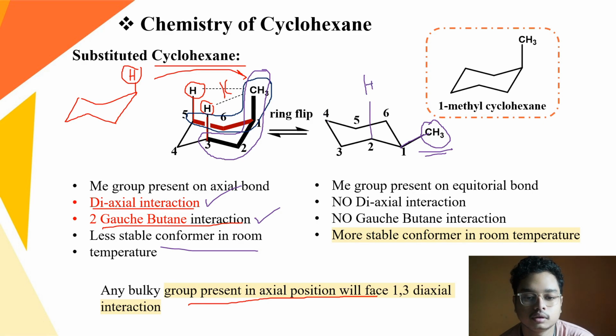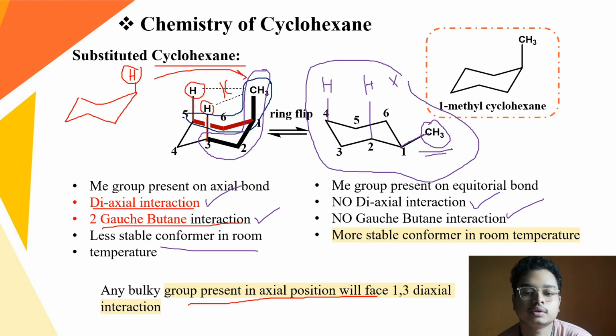And since it's present in the equatorial bond, that means there is no diaxial interaction present now. Okay, so no diaxial interaction here, as well as no Gauche butane interaction, like there are no two CH3 groups present in the 60-degree vicinity. That means no diaxial interaction and no Gauche butane interaction. That means this equatorial form is much more stable at room temperature.